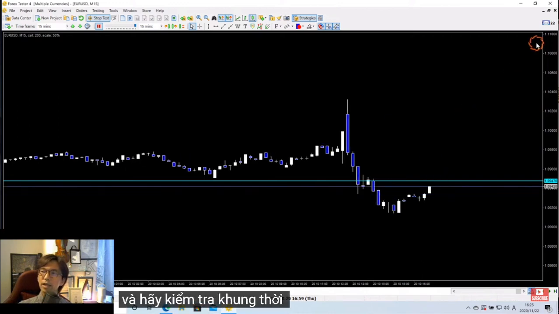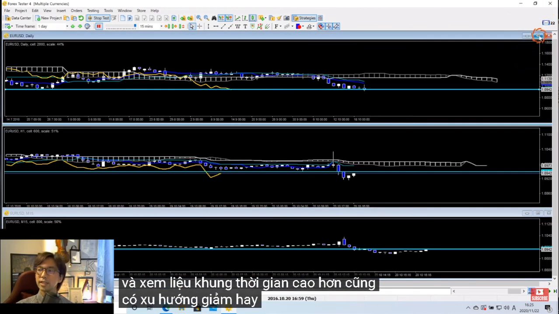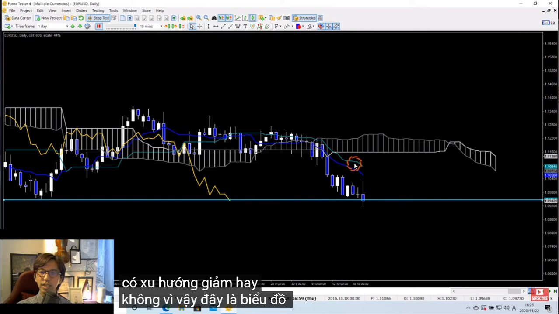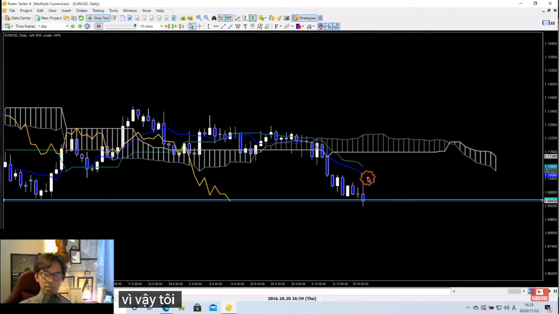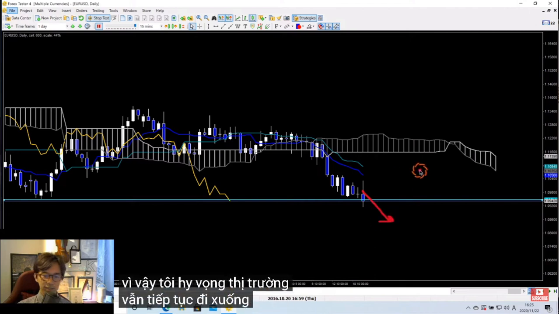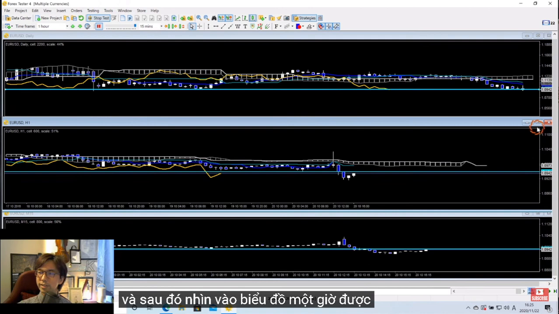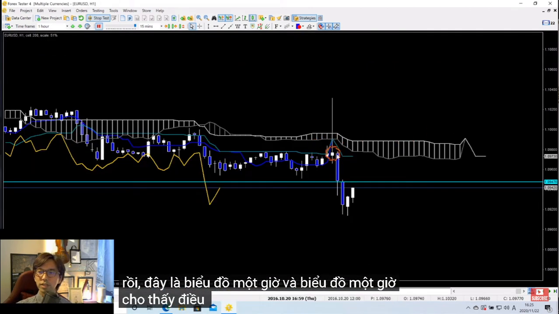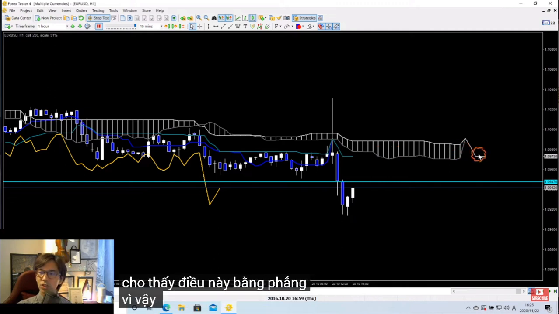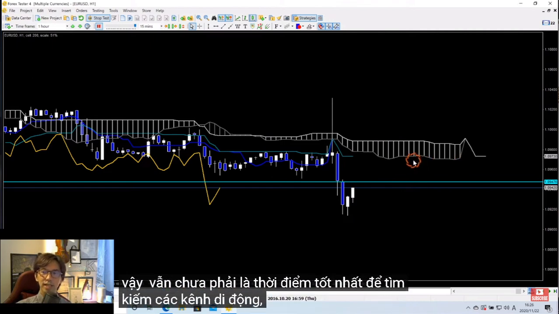And let's check the higher time frame and see if the higher time frame is also downtrending. So, here's the daily chart, and the daily chart shows that this is downtrending. So I expect the market to break downward still. And then looking at the 1 hour chart. Okay, here's the 1 hour chart, and it shows that this is flat. So Kumo is flat, Kijun Sen is flat, Kumo is like a thin thread. So this is not the best timing to look for a sell chance yet.